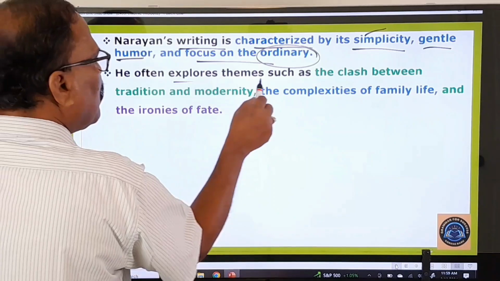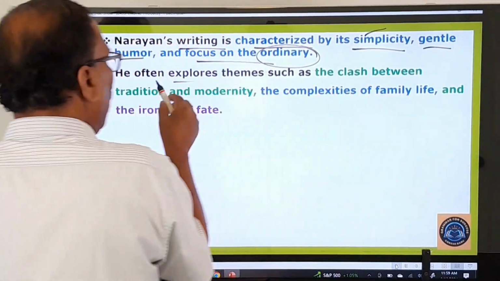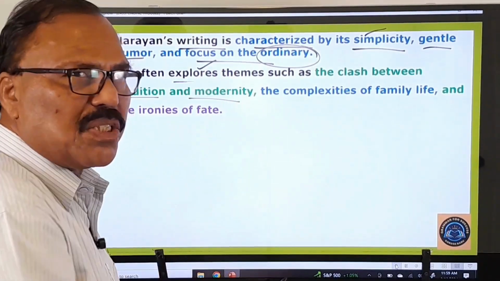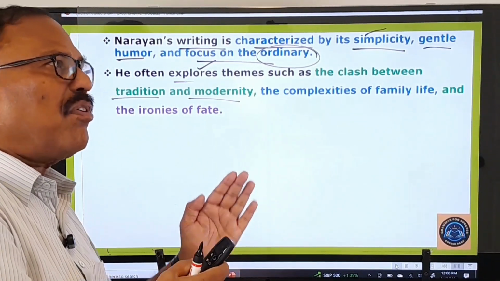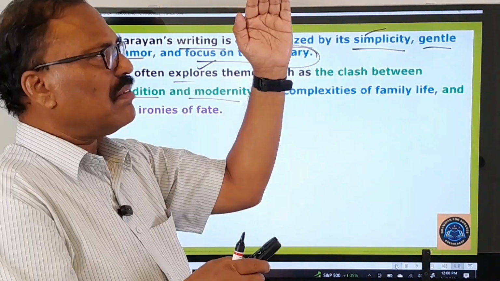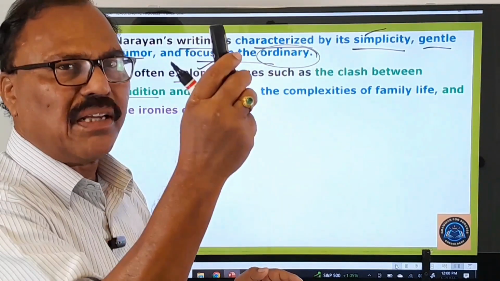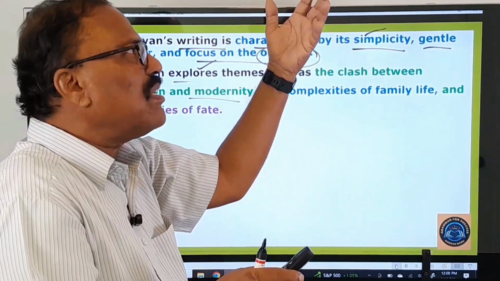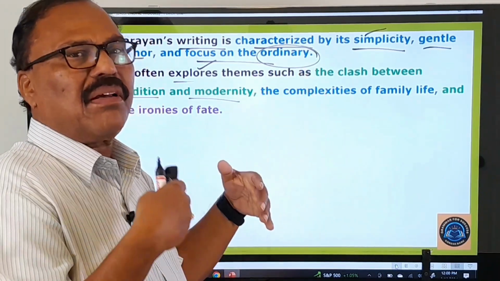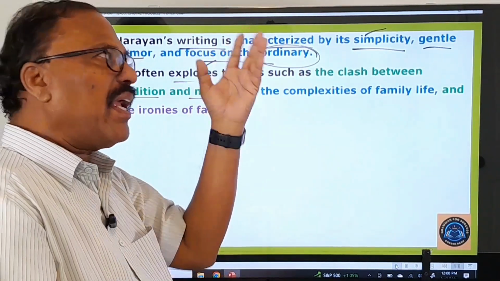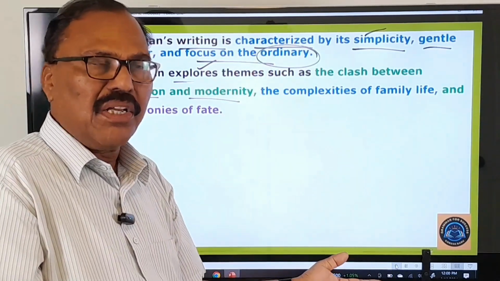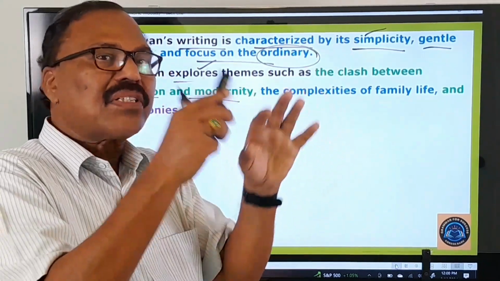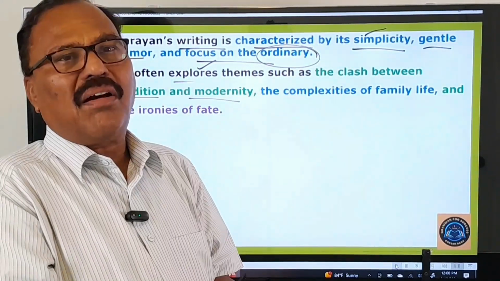He often explores themes such as the clash between tradition and modernity. So he also examines in his writings the theme of tradition and modernity. So the traditions on one side, the modernity on the other side. So there will be some kind of clash. In the name of traditions, some people hate modernity. In the name of modernity, some people hate the old traditions and all that. So there is always some kind of clash between tradition and modernity, and this kind of clash he exposed in all his writings.